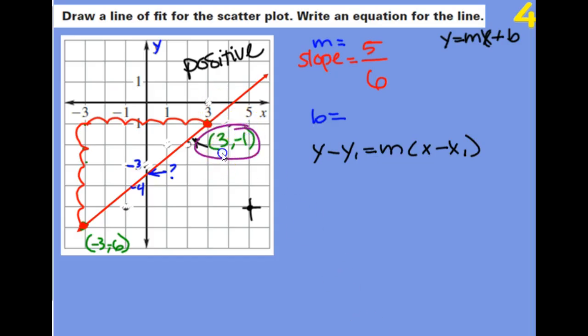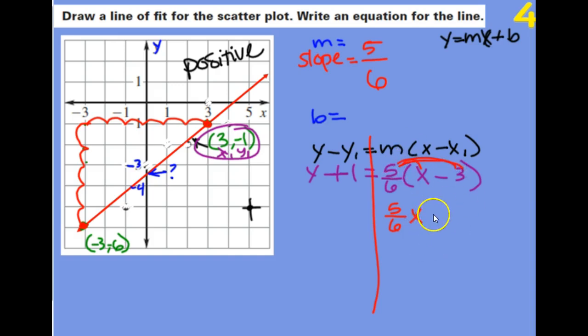I'm going to use this point as x and y. So it says y minus y1, which is -1. That makes a positive. Our slope is 5/6. And then x minus x1, which is 3. So just like we've been doing for the last few days, let's distribute. 5/6 times x is 5/6x. And then 5/6 times -3. That's really -3 over 1. So 5 times -3 is -15. 6 times 1 is 6.